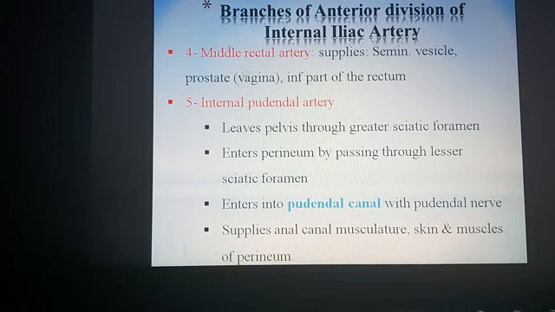Coming to the fifth branch, the internal pudendal artery. It leaves the pelvis through the greater sciatic foramen and enters the perineum by passing through the lesser sciatic foramen. Finally, it enters the pudendal canal with the pudendal nerve and supplies the anal canal musculature and the skin and muscles of the perineum.